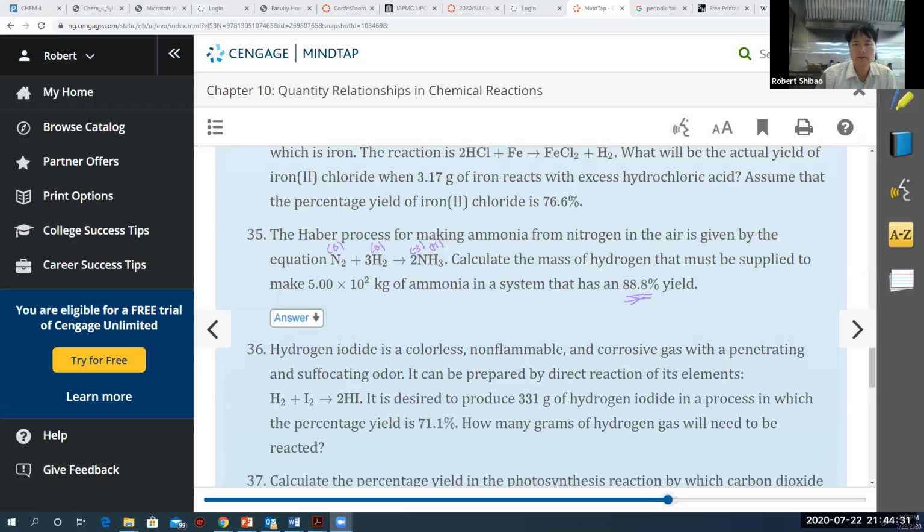Let's say you need 100 cookies for a party. In actuality, you need 100 cookies for a party. We labeled that actual yield. You better have an actual yield of 100 cookies for this party.